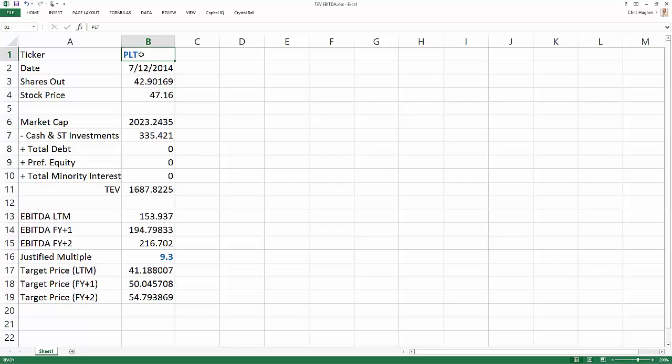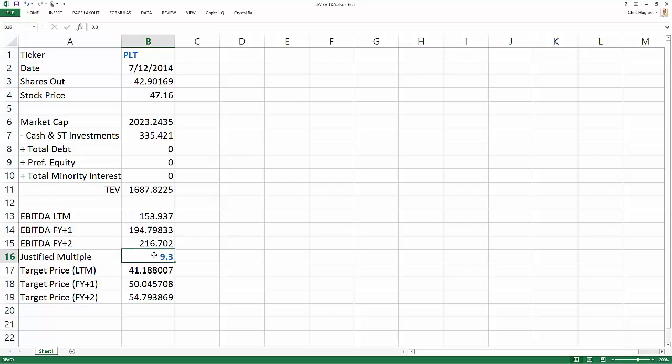You need to input a couple of things. The first thing you need to do is put the ticker symbol in B1. What that does is allow the Capital IQ Excel plugin to get the current date. It'll get the shares outstanding. It'll also get the current stock price for Plantronics. It'll go get the market capitalization, the cash and short-term investments, the total debt, preferred equity, minority interest. All of that gives you this total enterprise value.